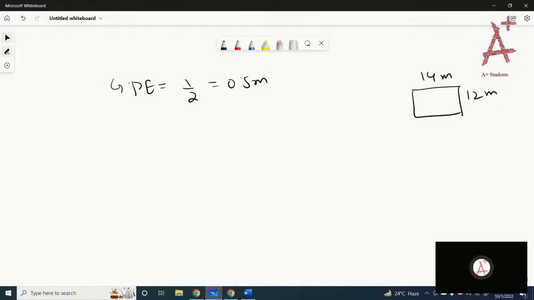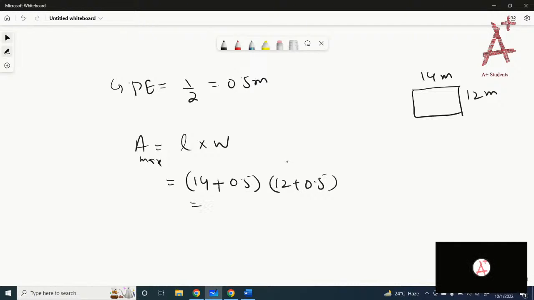Got it? So you have to find the area. So area is length times width. So for the maximum area, you have to add 0.5 to each value. So 14 plus 0.5, and for width 12 plus 0.5. So it would be then 14.5 times 12.5. Got it? Just multiply them. So 14.5 times 12.5, it is 181.25.